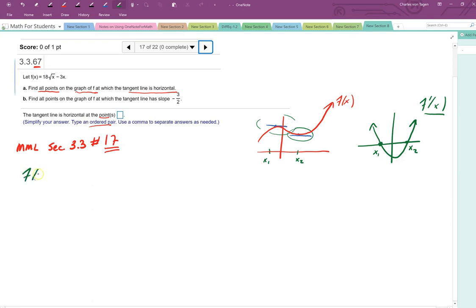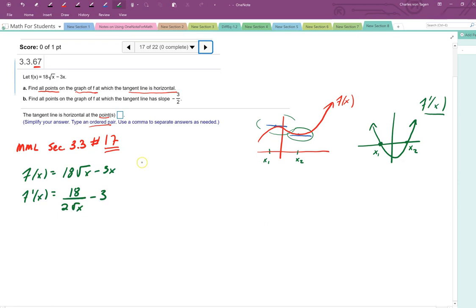So we're given f of x is equal to, in this problem, 18 radical x minus 3x. So f prime of x would be equal to, I've memorized the derivative of the square root function, 18 over 2 square root of x minus 3.